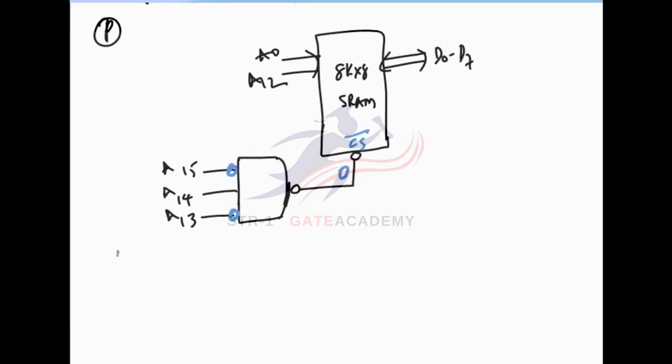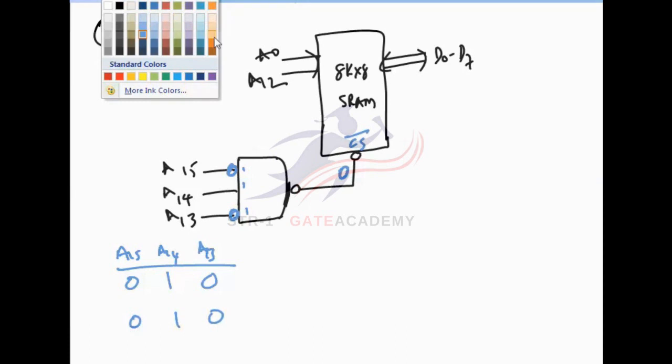So for A15, A14, A13, the output of the NAND gate should be 0. For that purpose, the NAND gate inputs should be 1, 1, 1, and then only the output is 0. So with the bubbles, A15 is 0, A14 is 1 and A13 is 0. Only with this combination are the NAND gate inputs 1, 1, 1, then the output is 0, and then your memory is activated.